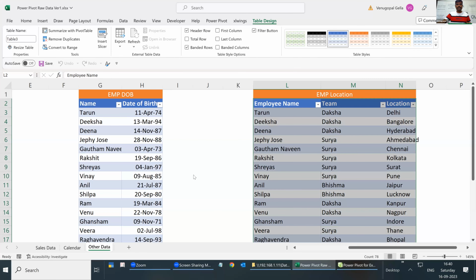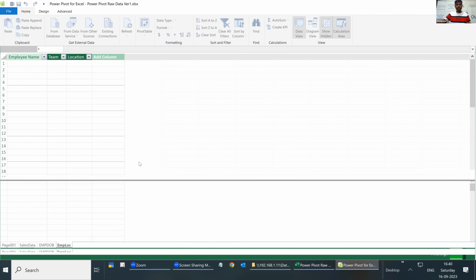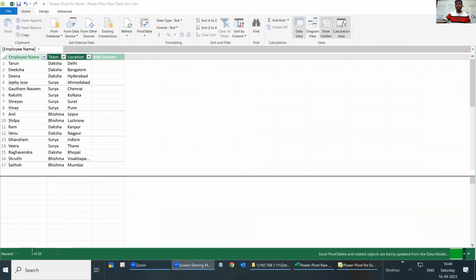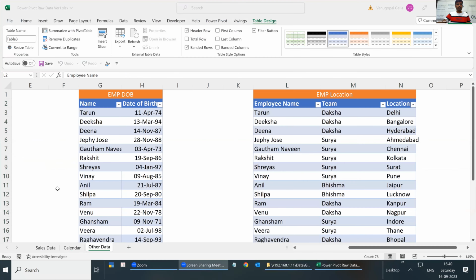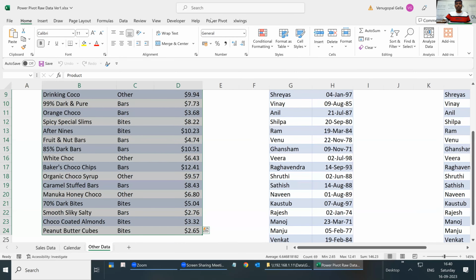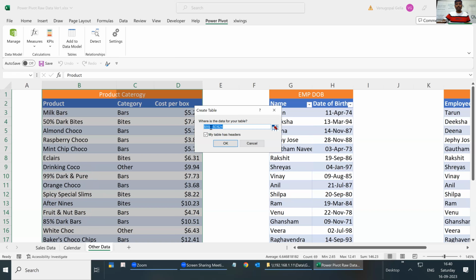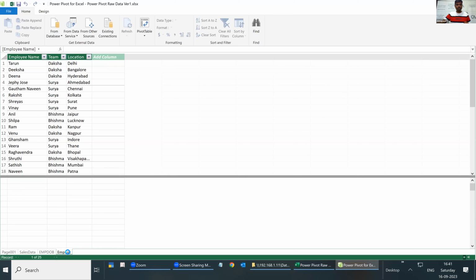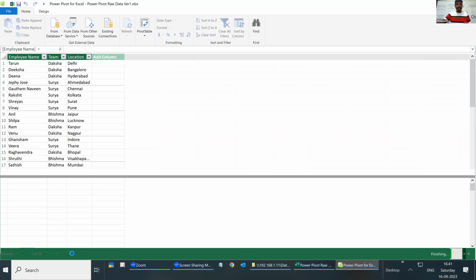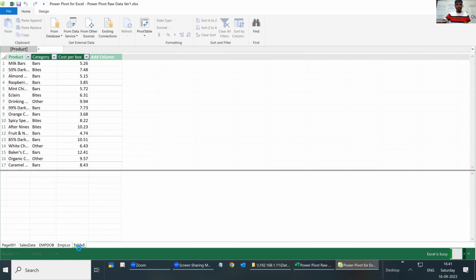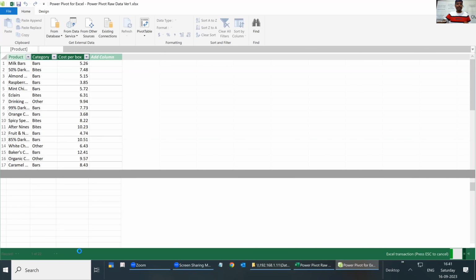Then we have some more data set here. Yeah, then the product category. So let me add this to the data model, the product category. Now we all have seen a pivot table earlier with the existing data. The pivot table got formed. So now let's see the advantage of creating a Power Pivot.